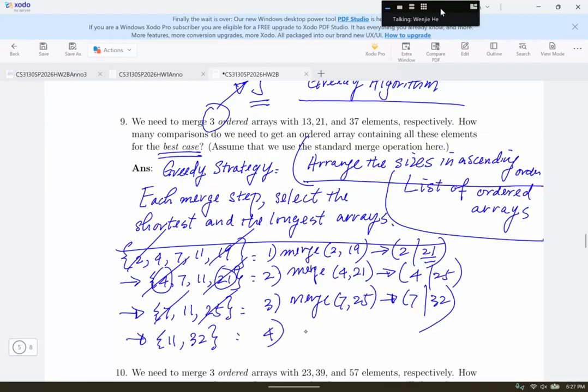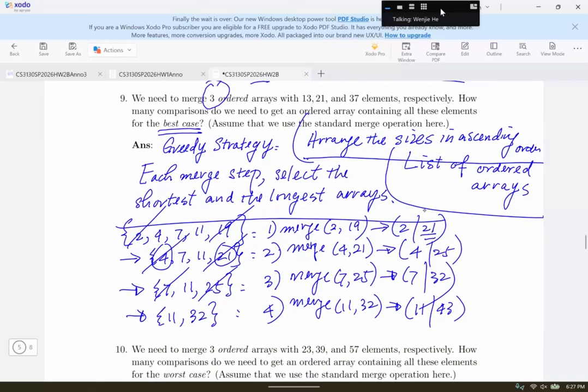So step number 4, you merge 11 and 32. Number comparison minimum 11 and the size 43. Then you add up the first part of the numbers. So total: 2 plus 4 plus 7 plus 11, right? So 6, 13, 24. See, that's the answer.